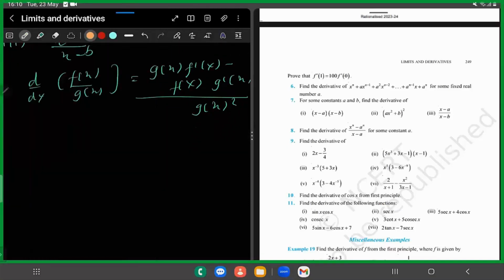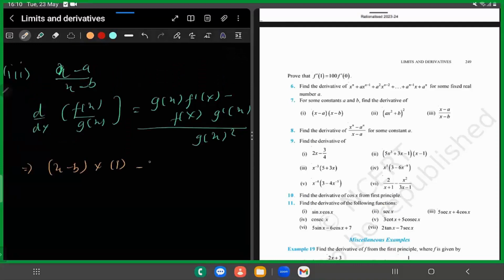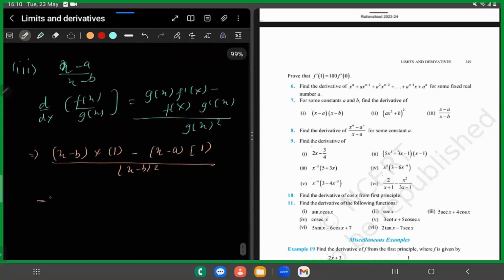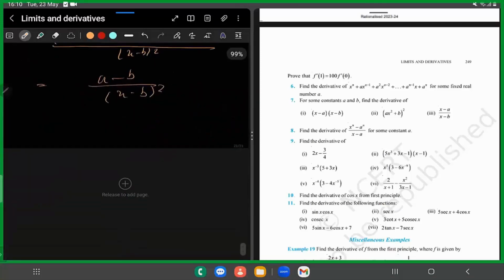So we can say that the derivative of this function is equal to (x - b) into the derivative of (x - a), so into 1, minus (x - a) into the derivative of (x - b), which is 1, upon (x - b)^2. So this finally gives us (a - b)/(x - b)^2. Yeah, this is all about this question.